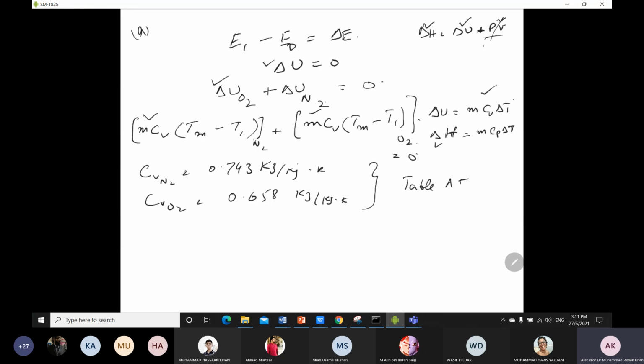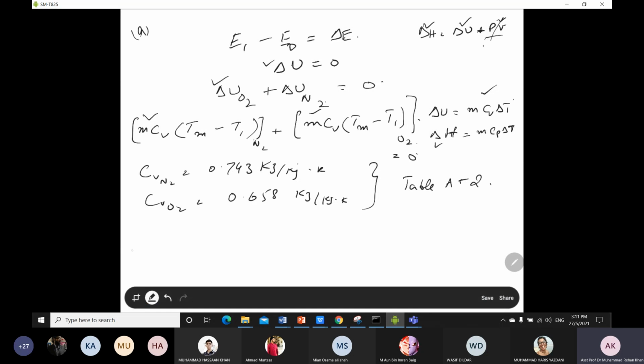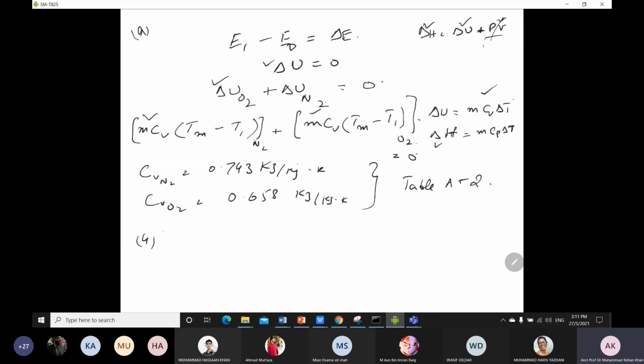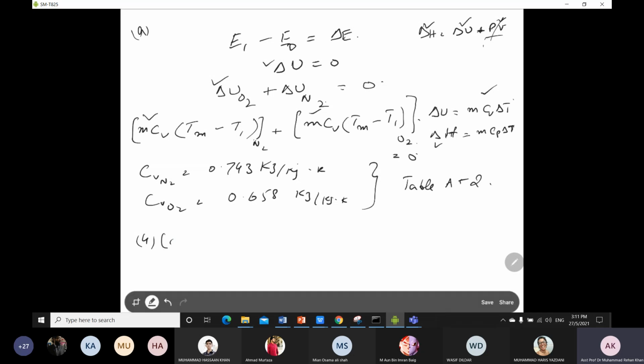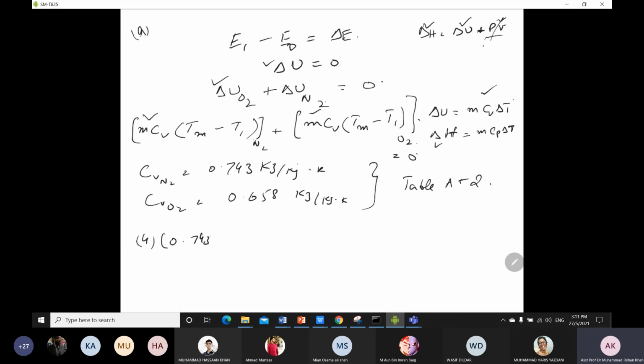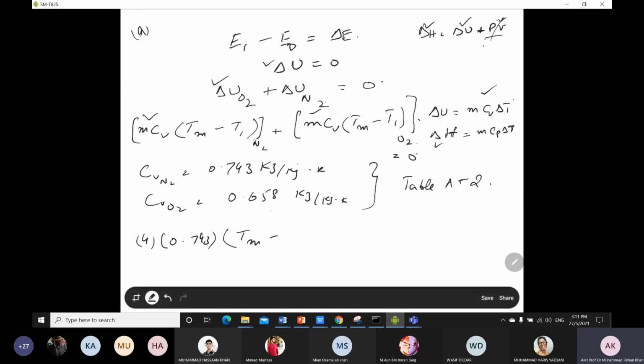Now just plug the values into this equation, which is m Cv (Tm minus T1). So this equation becomes 4 kg of N2, the Cv value for N2 is 0.743, the Tm value we have to find, and the T1 value is mentioned in the question, which is 20 degrees Celsius.